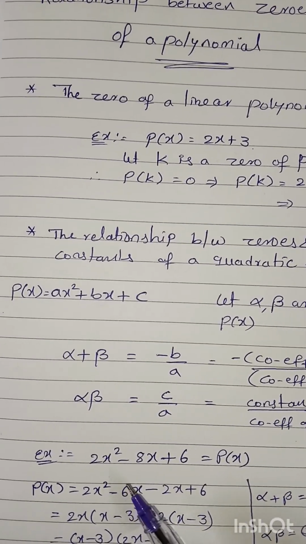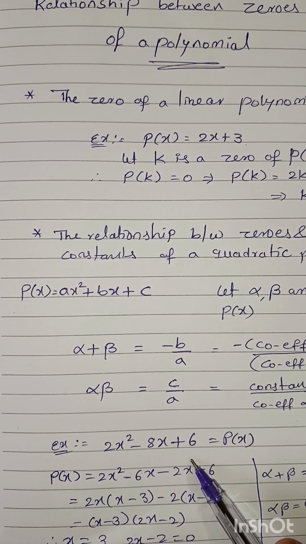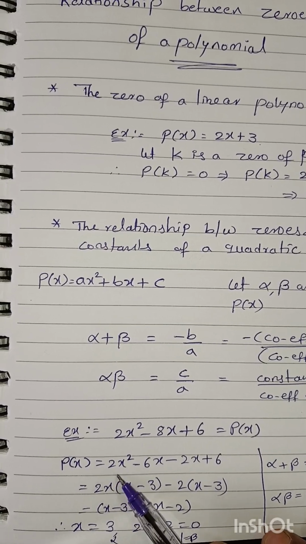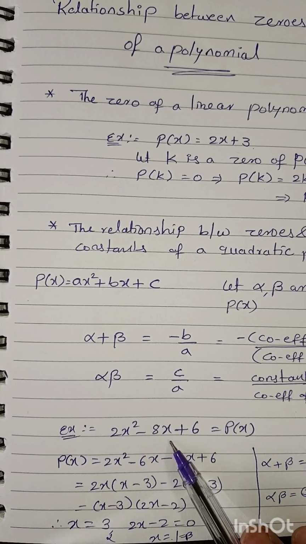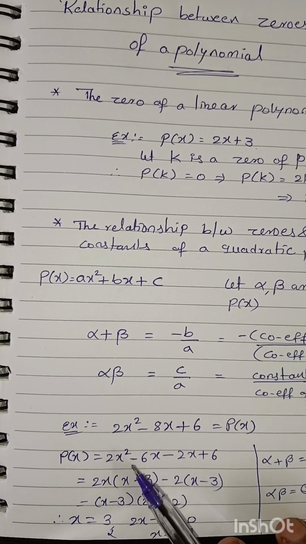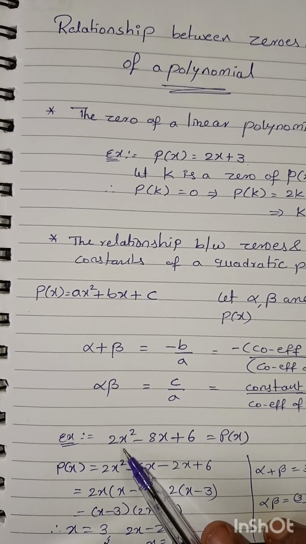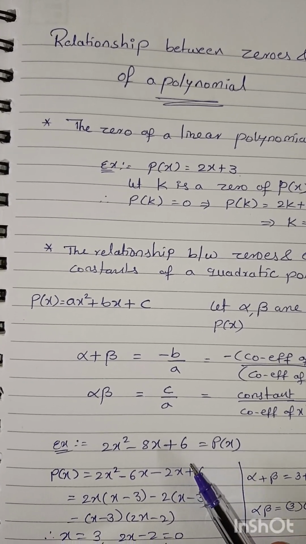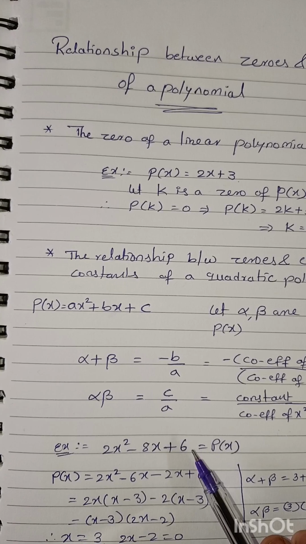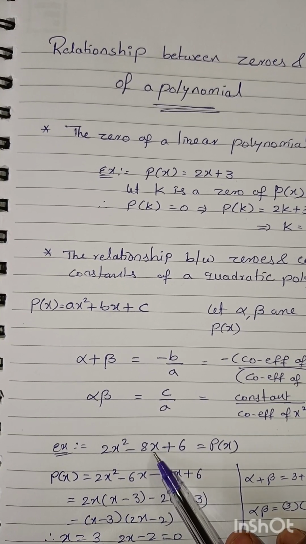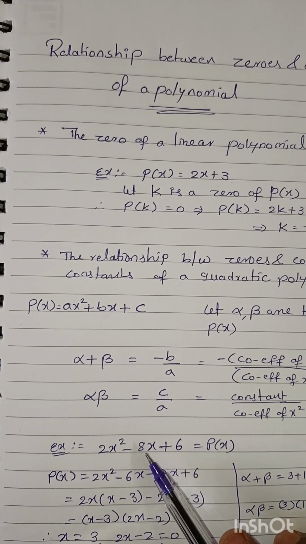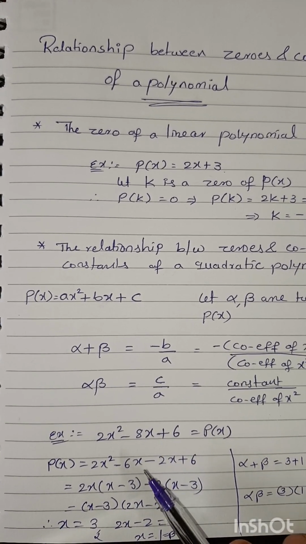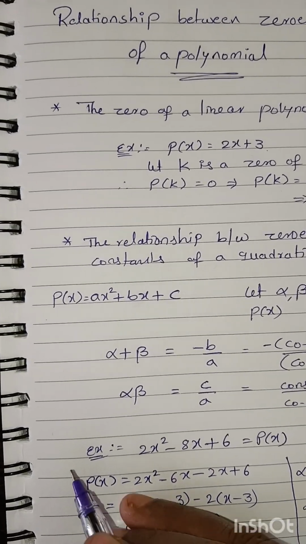Now example, 2x square minus 8x plus 6. This is one quadratic polynomial. Now find the zeros. First find the zeros of the polynomial. So p of x equal to, here the x square coefficient is 2 and the constant is 6. So 2 times 6 is 12. We want to write 12 so that we get the middle term. 12 can be written as 4 times 3.